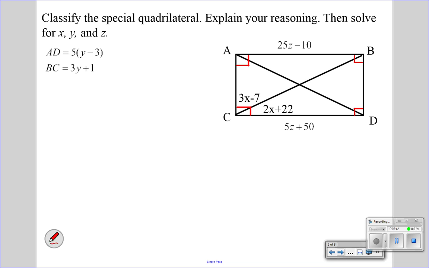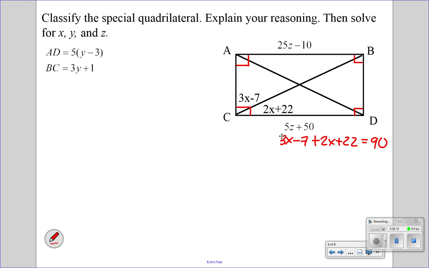All right, the next one. We have to classify the special quadrilateral. Well, since it has 90-degree angles, this is a rectangle, and it's elongated. It is a rectangle. So we're going to solve for x, y, and z. Well, let's solve for x first. X is at the corner of a rectangle, and the corner of a rectangle is 90 degrees. So to solve for x, we can say 3x minus 7 plus 2x plus 22 is equal to 90. If we add those two pieces up, it will equal 90 degrees.